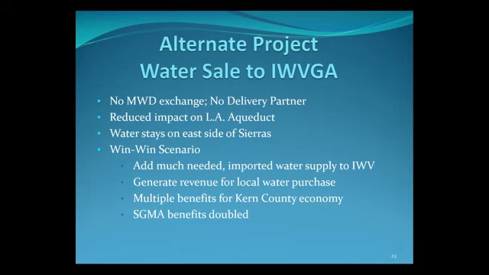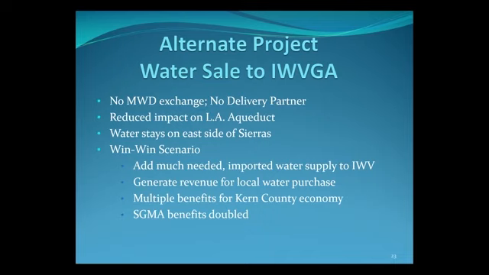If we do that, we have no MWD exchange, no delivery partner. We reduce impacts on the LA Aqueduct. We're going to put it in at Fremont Valley and take it out upstream at Indian Wells Valley. All of the water stays on the east side of the Sierras, which we think is the politically correct thing to do. We also think it really is a win-win scenario.